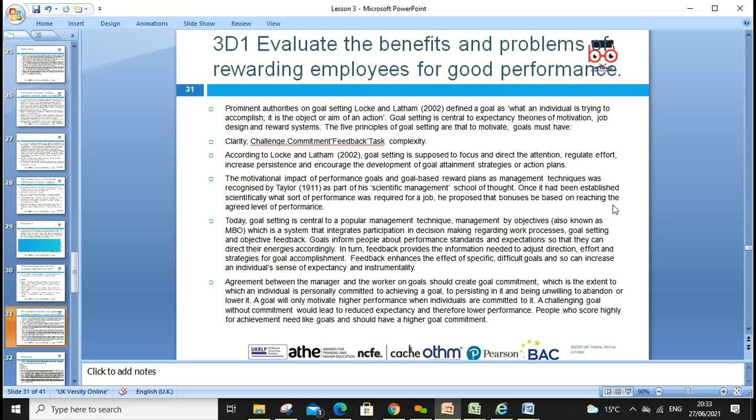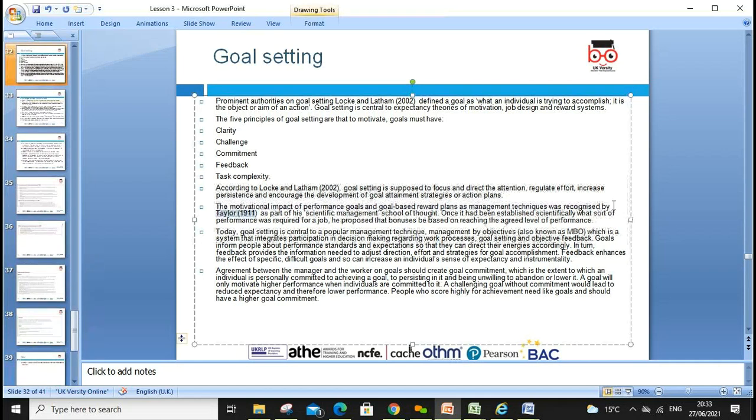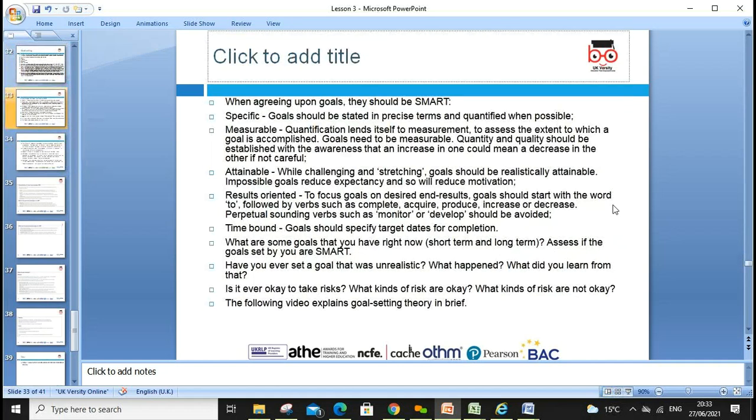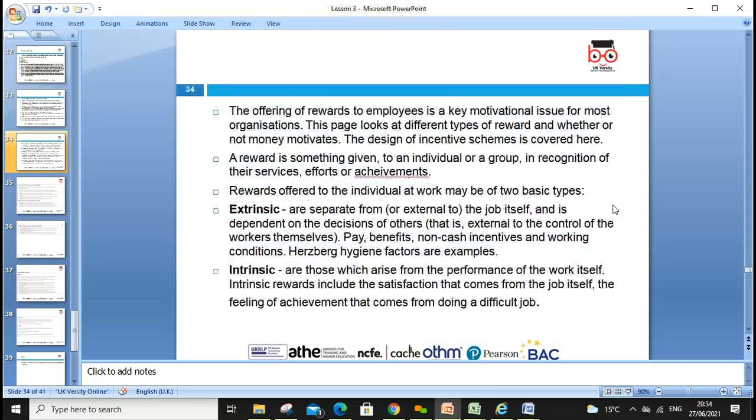Then we've been given the distinction criteria, the benefit and the problem of rewarding employees for good performance. Prominent authorities and goal setting, we need to look at whether the goal is appropriate, MBO, management by objectives. Earlier we said agreement between managers and workers needs to be reviewed because that helps good performance. Goal setting needs clarity, challenge, commitment, feedback, and task complexity. That's all we need to look at. A lot of work has been done, and various other authors did research on that, which we can explore further.